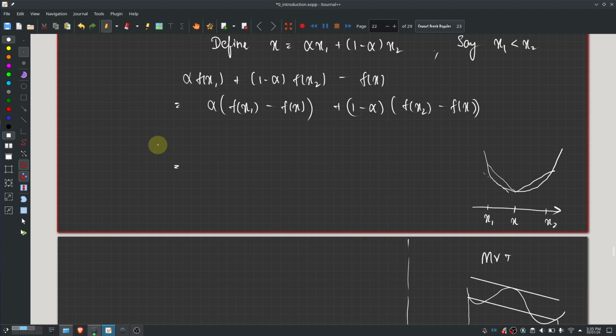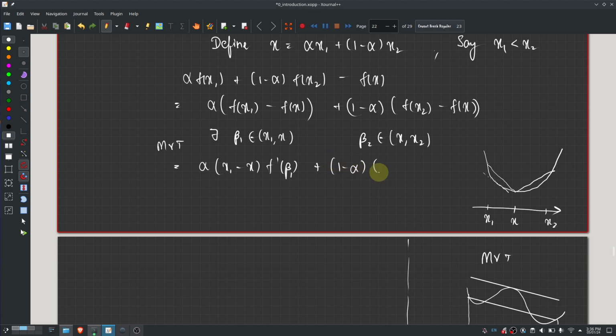So mathematically, what would this give me? This would be equal to, so there exists some, let's say, beta 1 which lies in between x1 and x, such that this is equal to x1 minus x times the derivative of f at beta 1. And there exists some beta 2 that lies between x and x2, such that this is equal to 1 minus alpha, x2 minus x times f prime of beta 2.